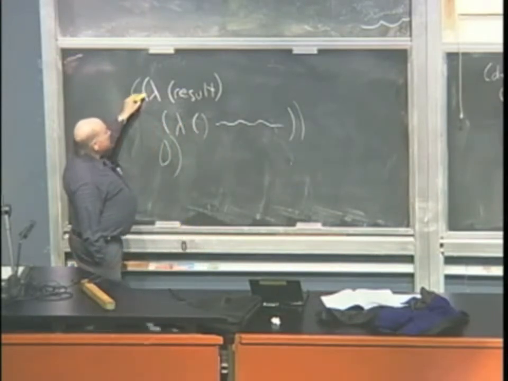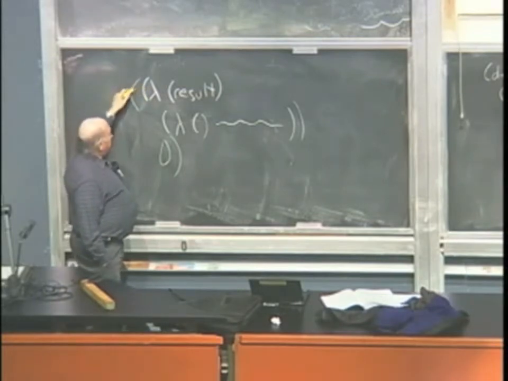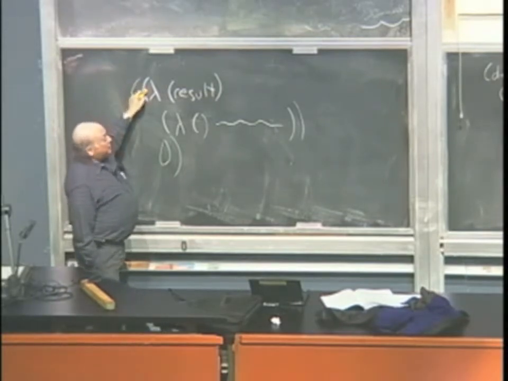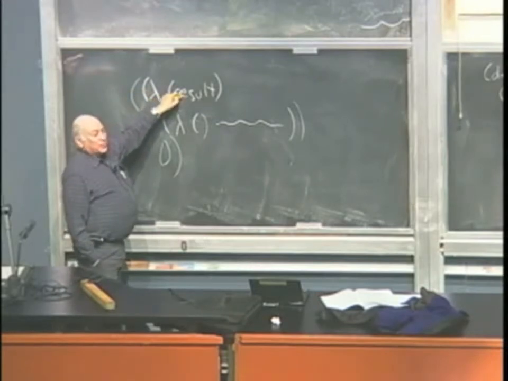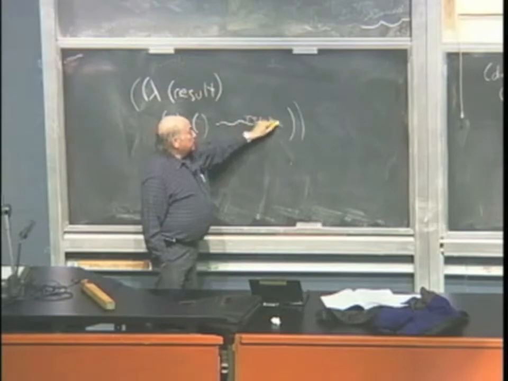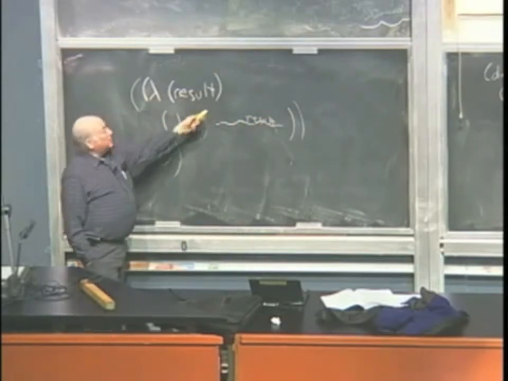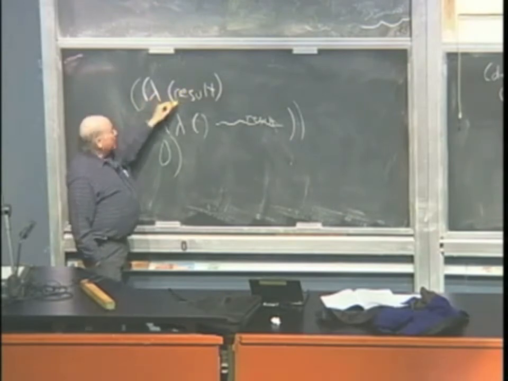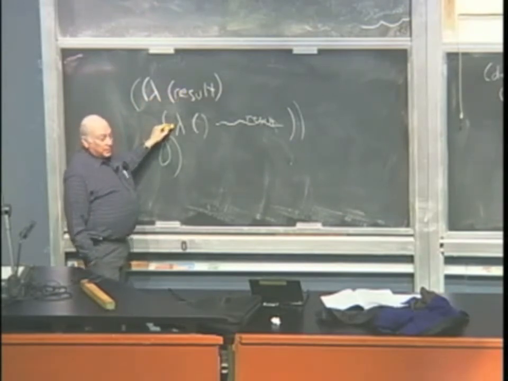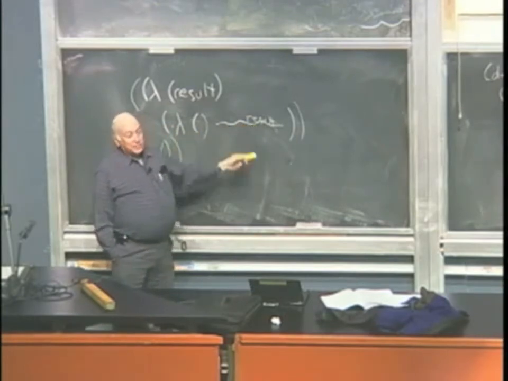So in the outer lambda expression, result is a formal parameter, so it's bound. So when you see a result in this expression, it's bound. So we know what result means. It means this variable. But if you're only looking at the inner lambda, there's no way to know what result means if all you have is the lambda expression.